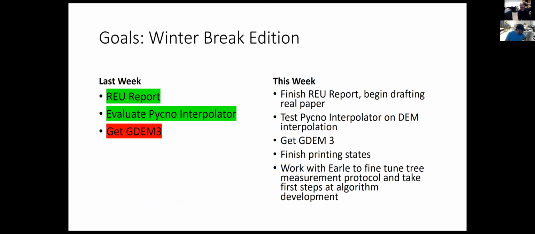Cool. And then next week, I'm going to be working with you, obviously, to fine-tune the tree measurement protocol, and you'll talk more about that. Okay, that's it for me.